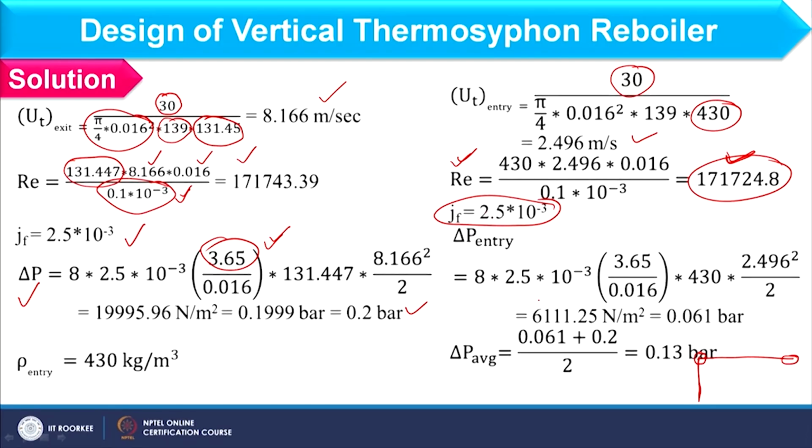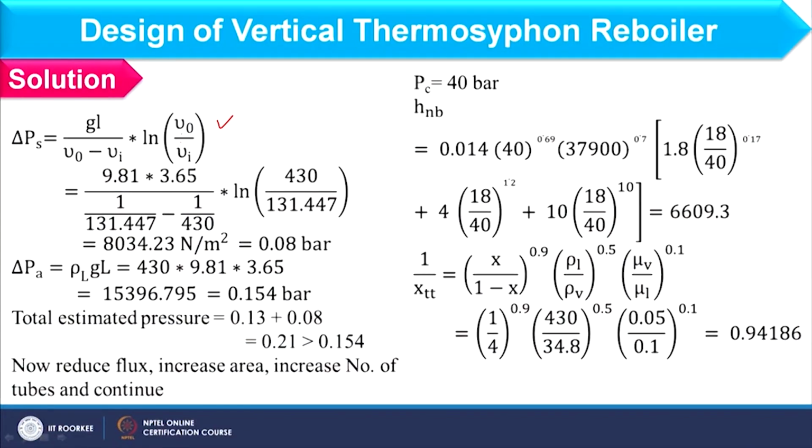Considering all these parameters, we can find out pressure drop due to friction at inlet condition, and that should come out as 0.061. Here you can consider velocity, density and total length of the tube, right. So, therefore, the average pressure due to friction in tube is 0.13, which is the average of this pressure as well as this pressure, right.